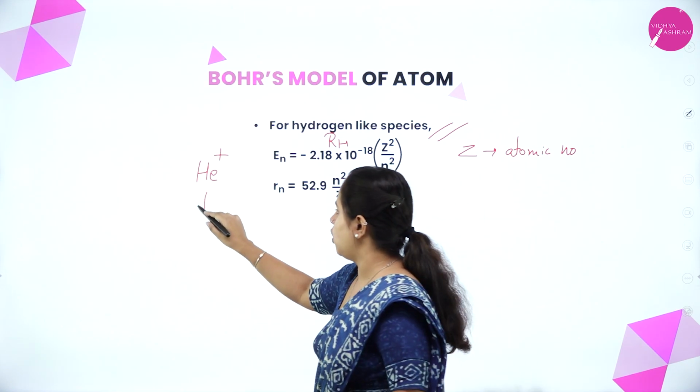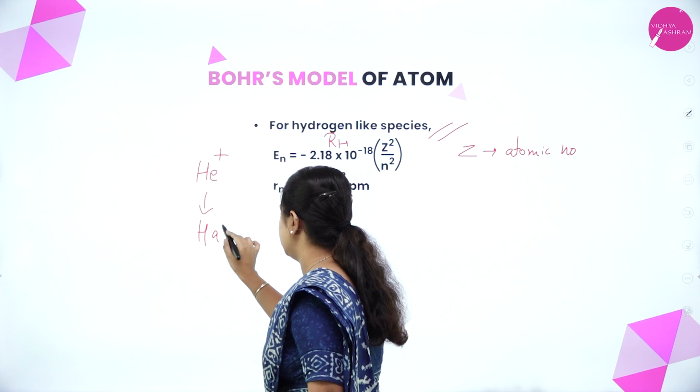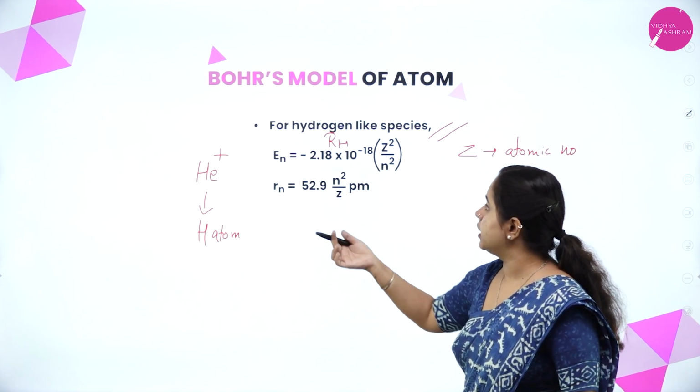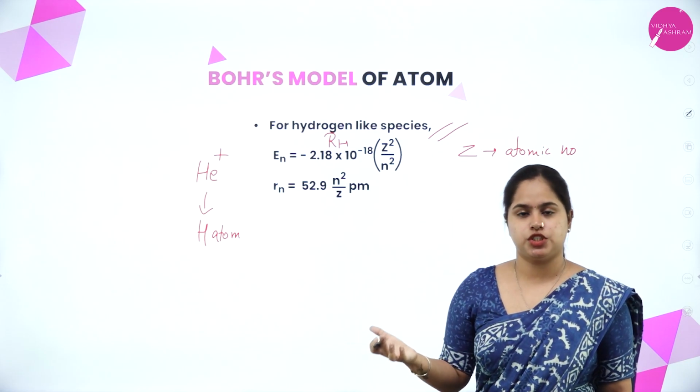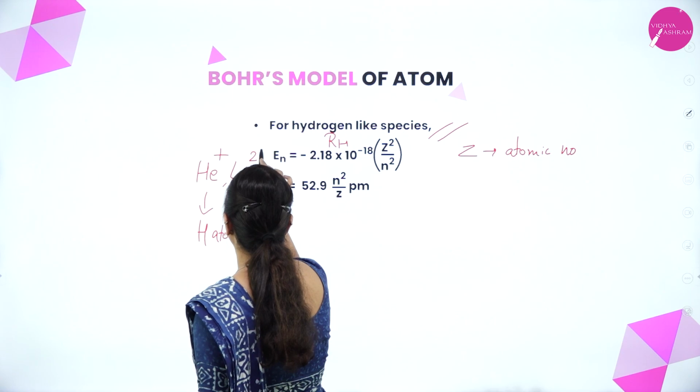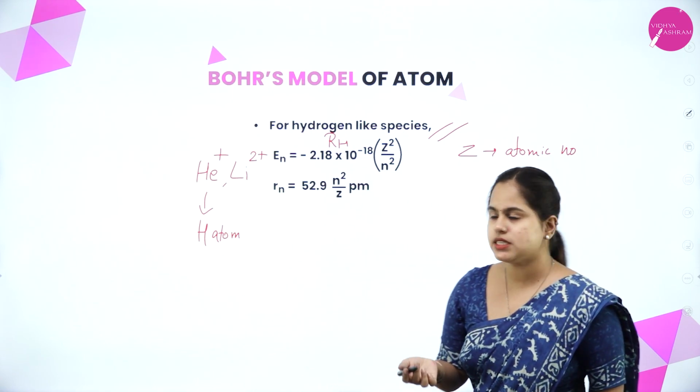Now it behaves like a hydrogen atom, right? Only one electron. So that is what is written here for hydrogen-like species. Helium plus can be an example for it. Lithium 2 plus can be an example for it. So I hope it is clear.